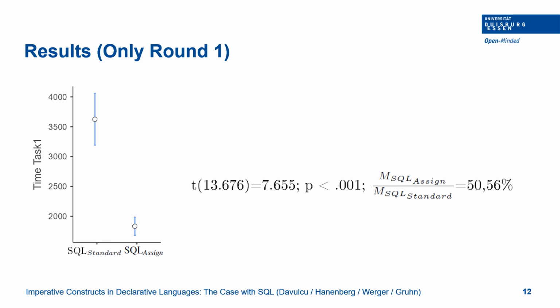What we have is we still have a huge difference between SQL standard and SQL assign, and the result is very comparable to what we measured for both rounds. So SQL assign in that case is approximately 51% of the time SQL standard required, in comparison to the two rounds where it was about 52%.